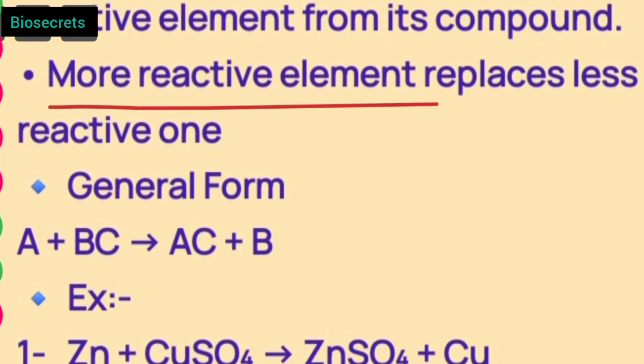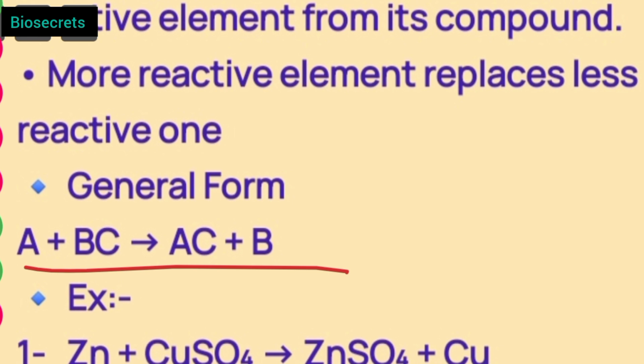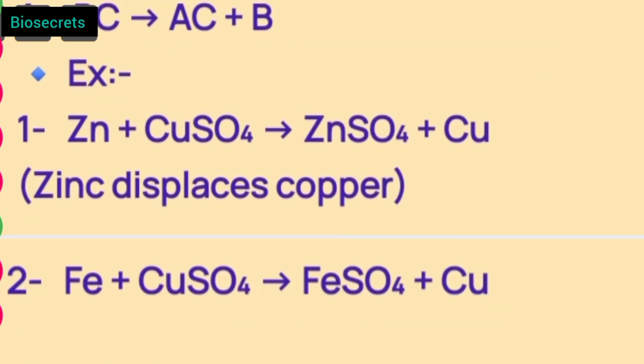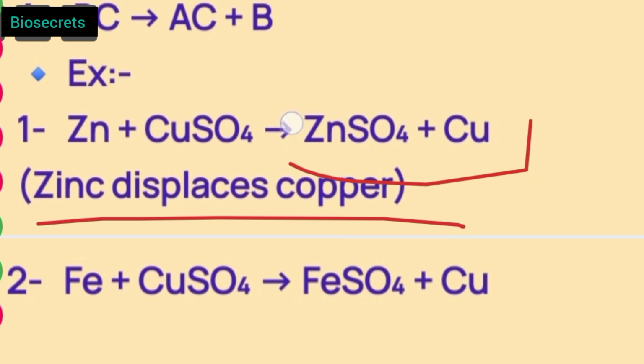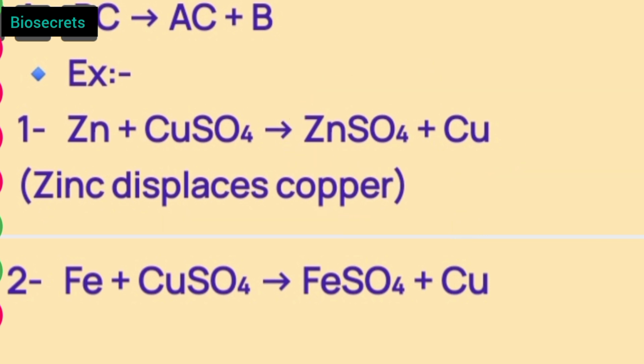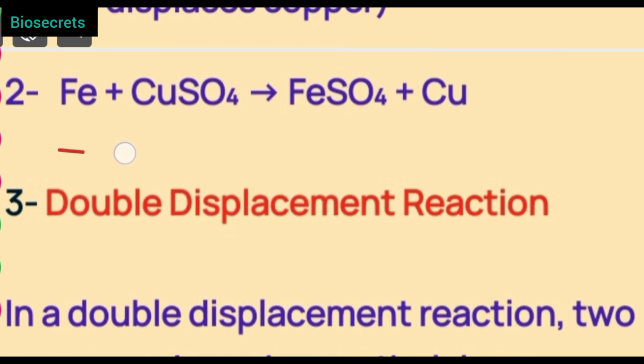The more reactive element replaces the less reactive one here. General form is A plus BC. It forms AC plus B. For example, Zn plus CuSO4. Zinc displaces copper here. ZnSO4 plus Cu is the product. Next is Fe plus CuSO4 forms FeSO4 plus Cu.